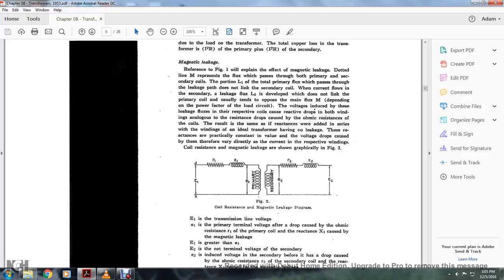Due to the load of the transformer, the total copper loss in the transformer is I squared times R of the primary, plus I squared prime times R of the secondary.